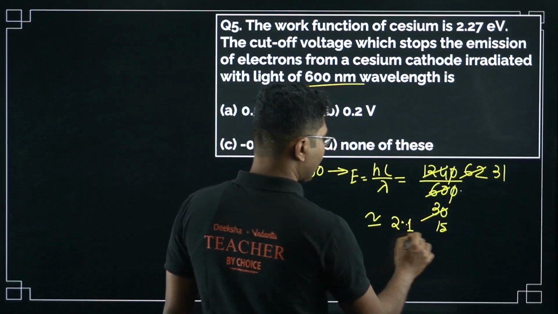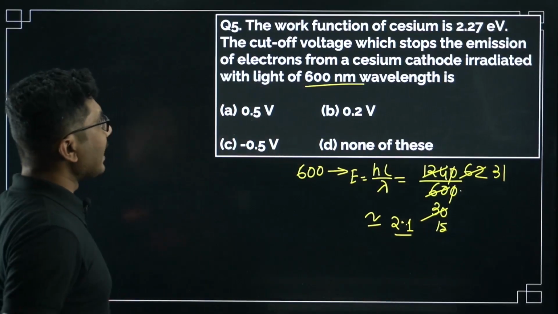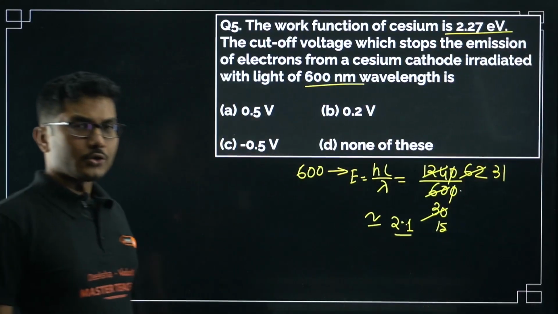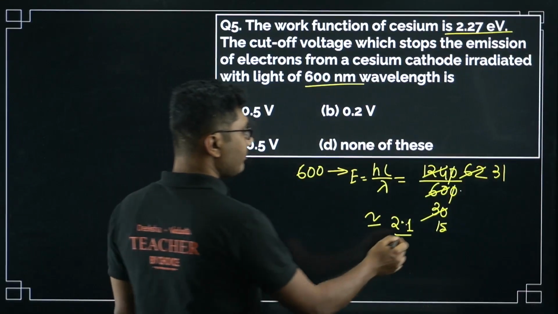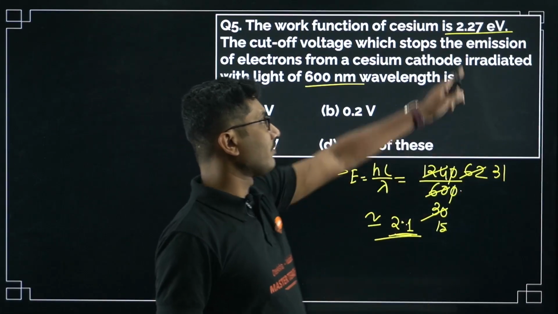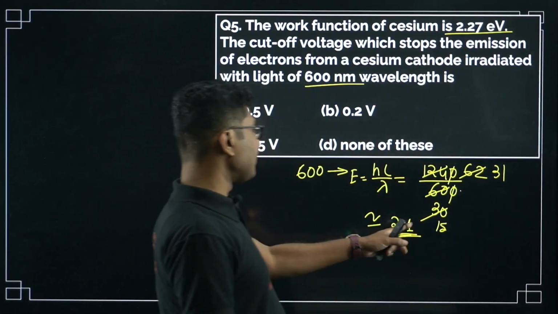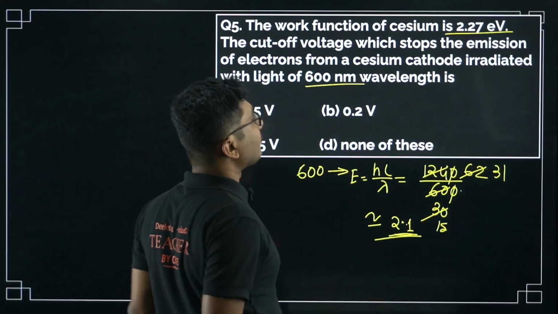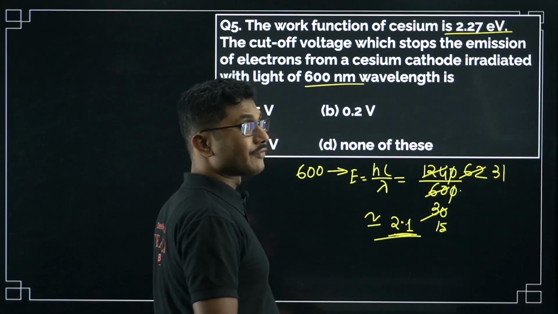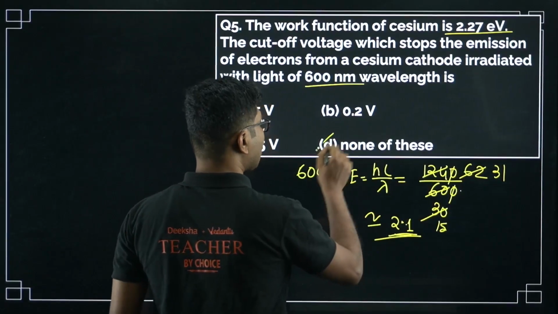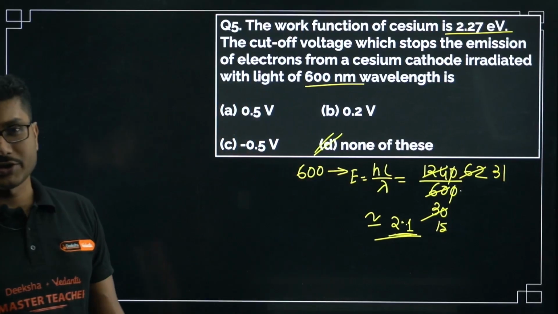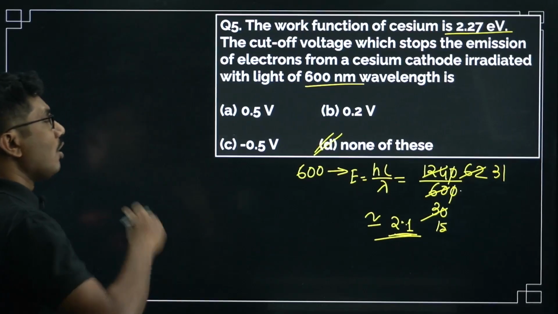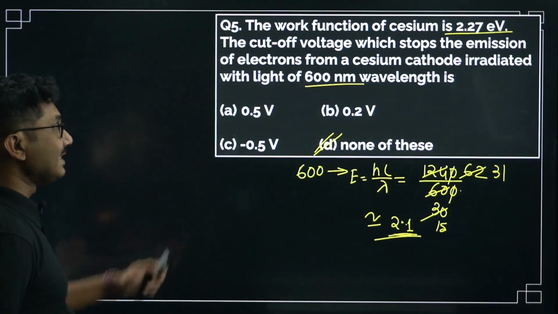Now if you see that the work function of cesium is 2.27, the energy of the incident photon is less than that of the work function. If the energy of the incident photon is less than the work function, no electron will come out of the surface, so no emission will happen. So none of the given options is the correct answer, and this is the correct answer for this question: no photoelectric emission happening in this case.